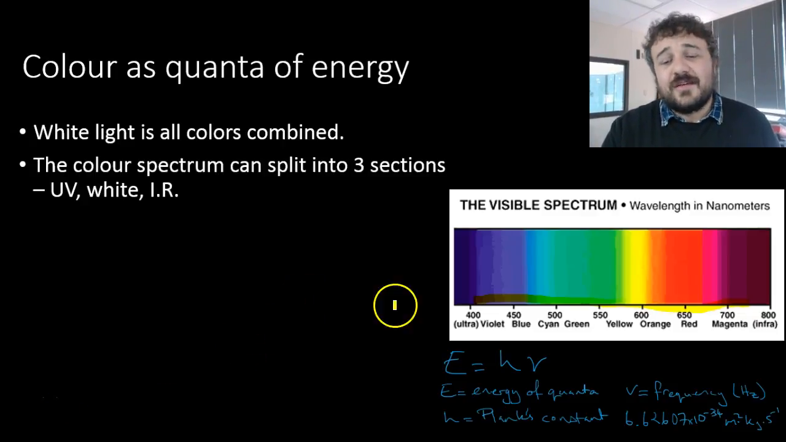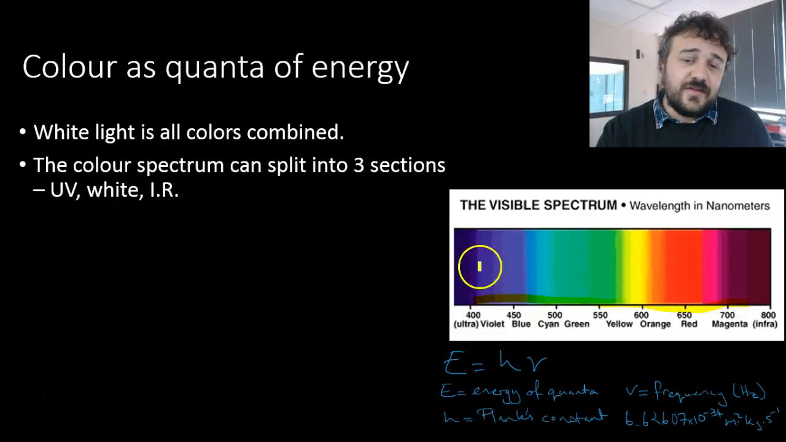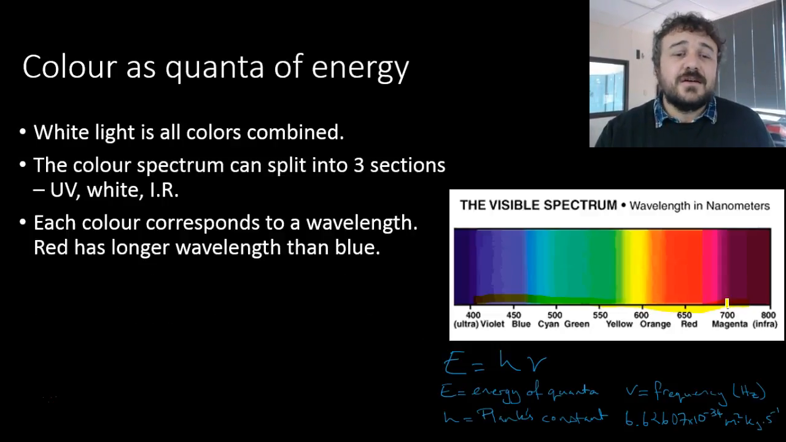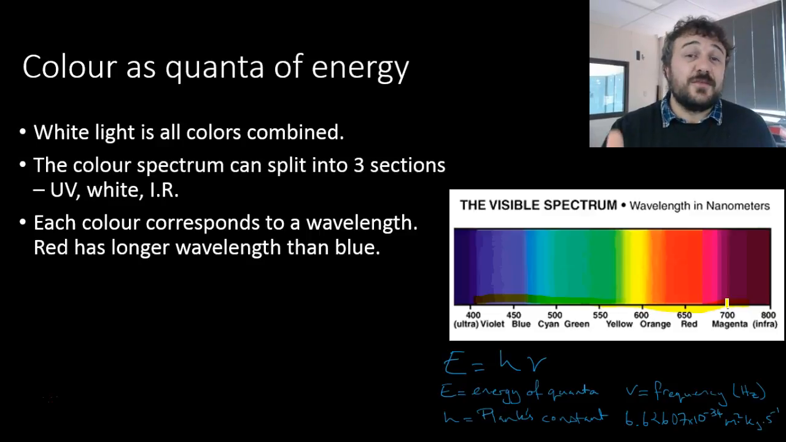And the color spectrum itself can be split into three sections. Here's UV, that's over this end. Here's infrared, that's over this end. And this section in the middle, all these other colors, when we join those together, that makes white light, or what we call visible light. So each color itself corresponds to a specific wavelength. Red has a longer wavelength than blue.